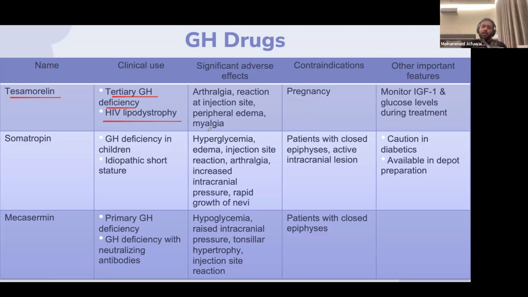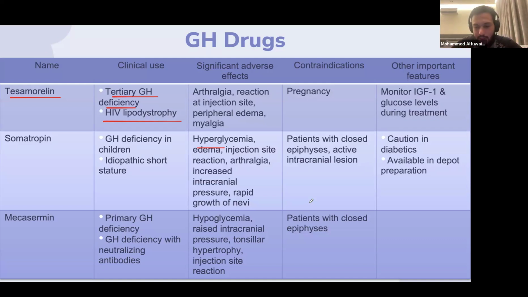Okay. Then you can give somatotropin for growth hormone deficiency in children. And the side effects that they have are due to what growth hormone is. So hyperglycemia, they might have edema, injection site reactions, and so on. And then you have mecasermin, which you can give in primary growth hormone deficiency, and basically you replace the growth hormone. That's pretty much it.